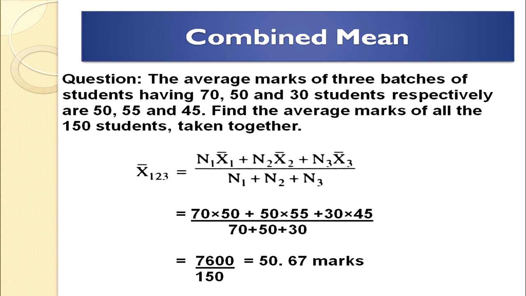of observations, that is 70 into 50 plus 50 into 55 plus 30 into 45 divided by total number of observations, that is 70 plus 50 plus 30, that comes to 7600 divided by 150, that comes to 50.67 marks. So we have learned how to compute combined mean.